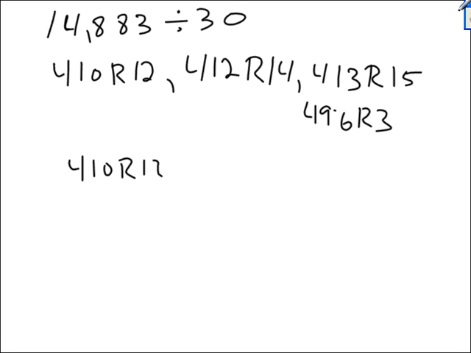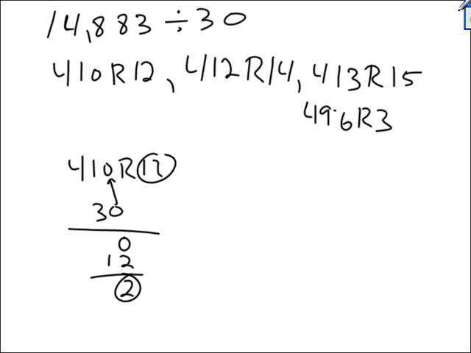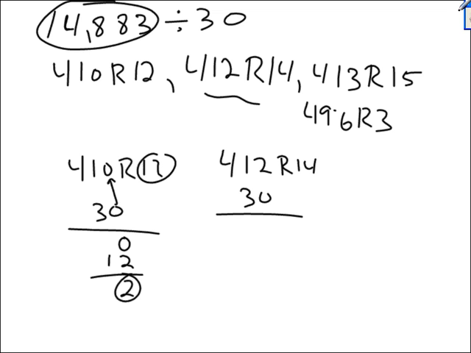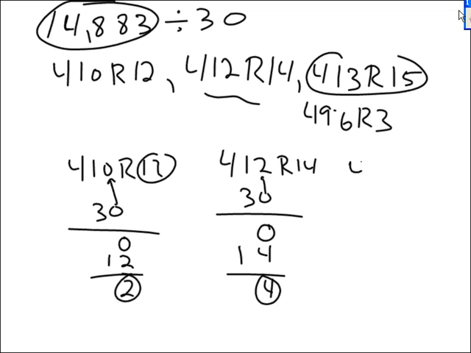410 remainder 12. Well, if you multiply it by 30, it's going to end in a 0. You add on the remainder, it ends in a 2. That's wrong. Let's try the next choice. 412 remainder 14. When you multiply it by 30 and add 14, you're supposed to get 14,883. Well, when you multiply the 0 and the 2, that ends in 0. You add the 14, it ends in a 4. But we want it to end in a 3.